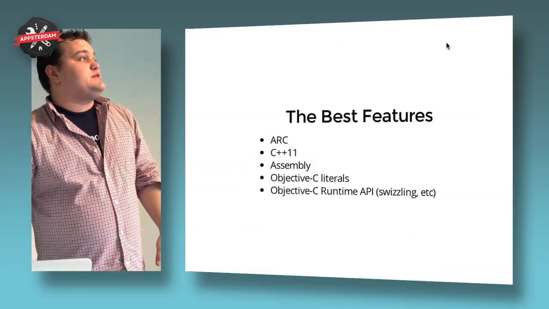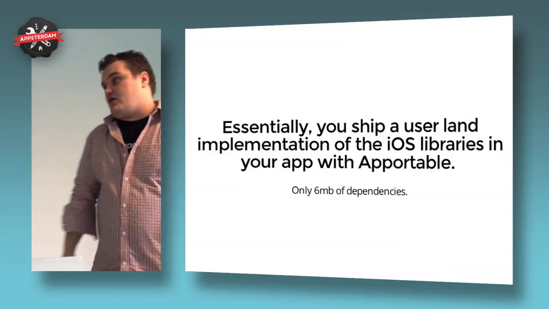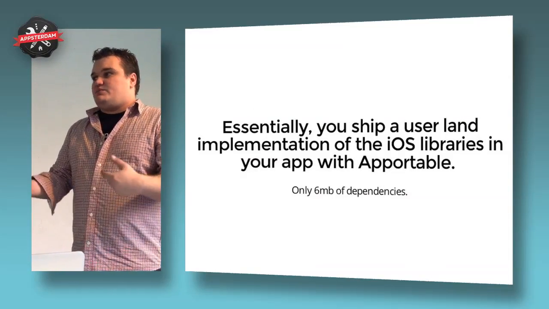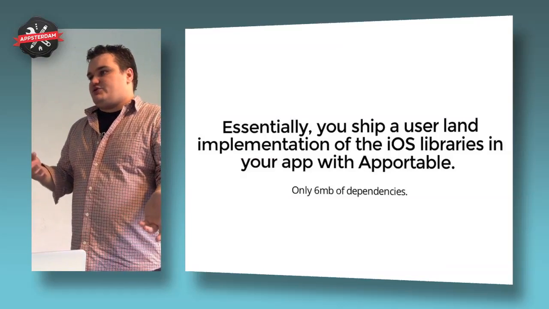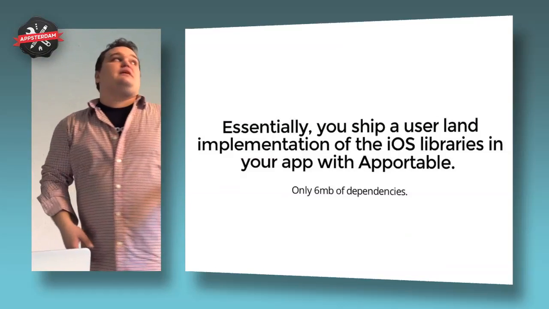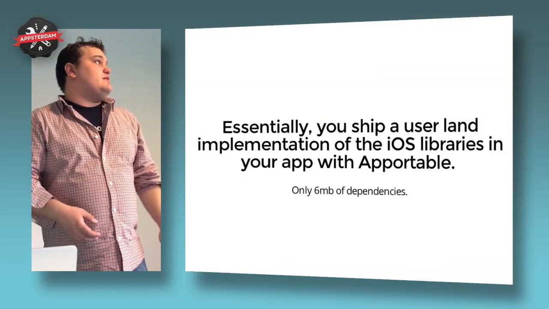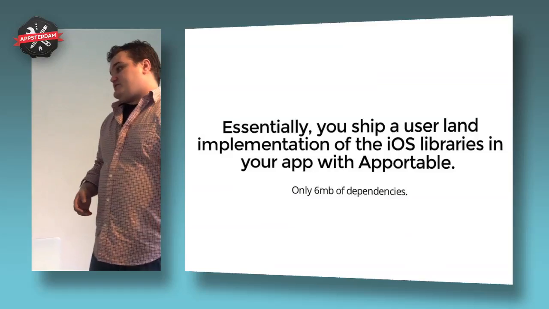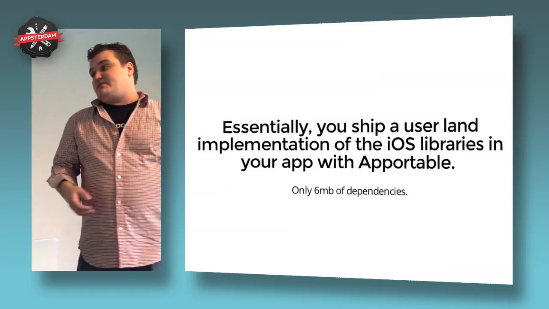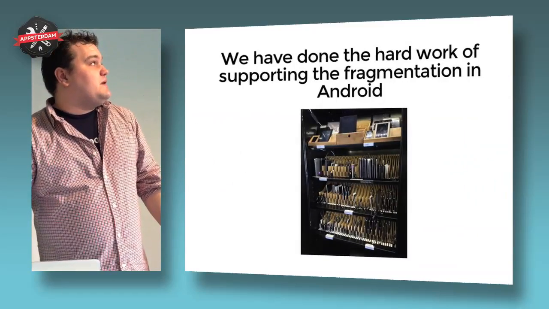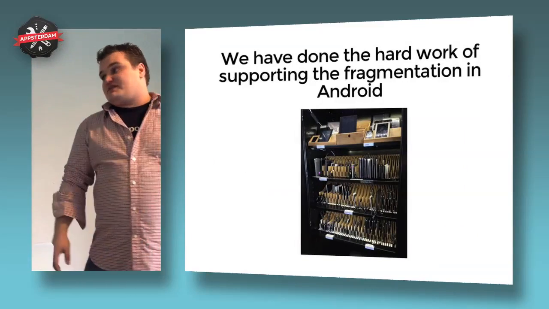And this pretty much enables some of the more esoteric and hardcore iOS libraries to just work out of the box. There are some source code translation tools out there that would try to help you generate Java, and they pretty much fail when they get to this part. So basically you ship a user-land implementation of iOS with your app, in a sense, 6 megabytes of dependencies, and you have an Android app.